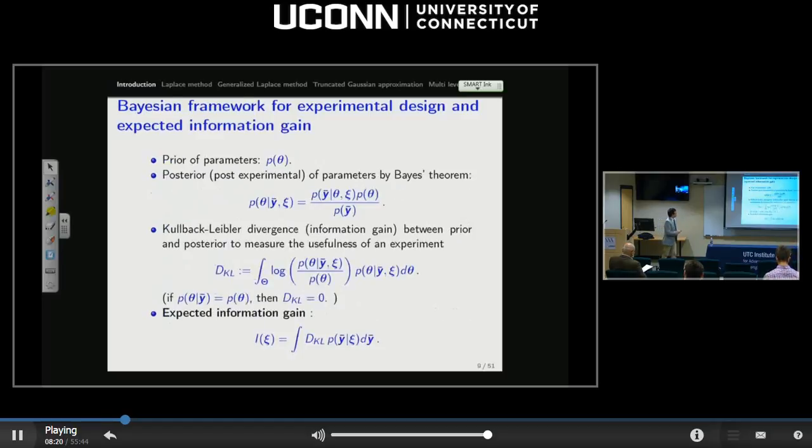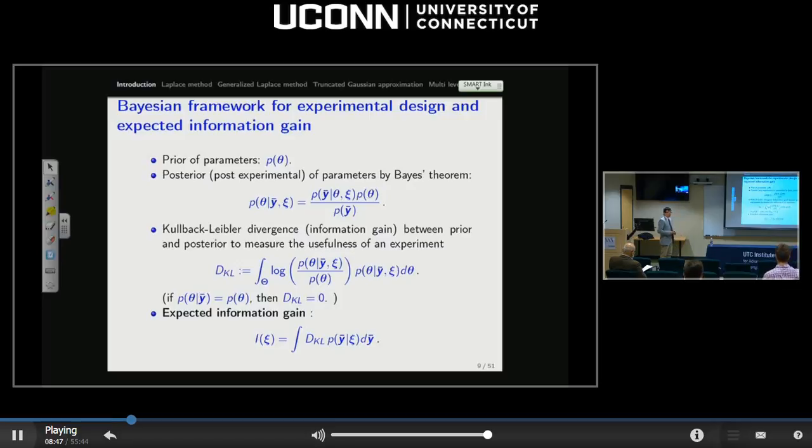In a Bayesian setting, we have a prior of the parameters, and after we collect all the data, we can use the likelihood to update the prior. It's written like this: the posterior of the parameter theta equals the likelihood times the prior, divided by a scalar. This is just to make sure everything is a density.